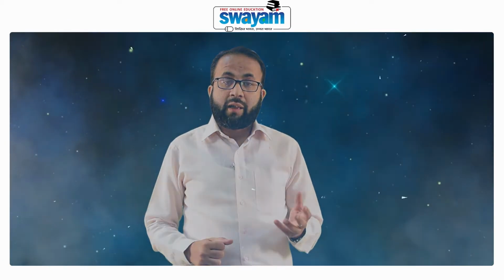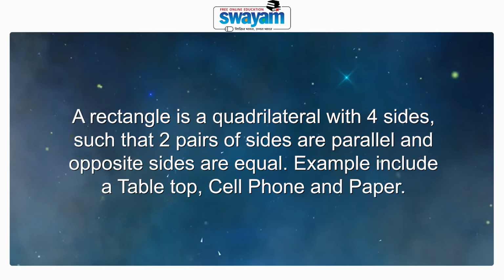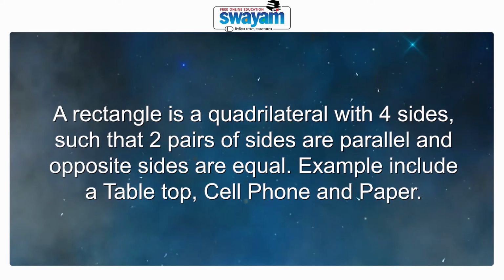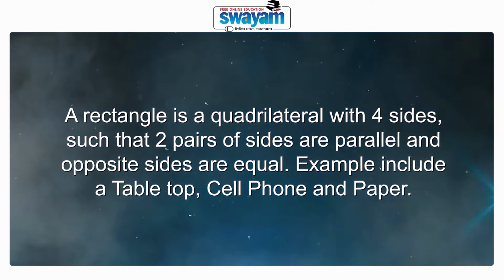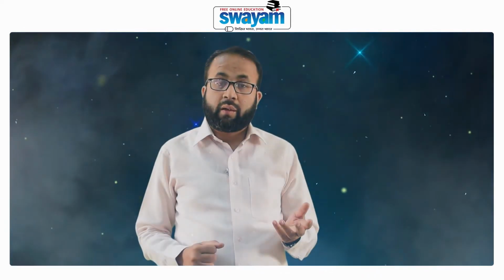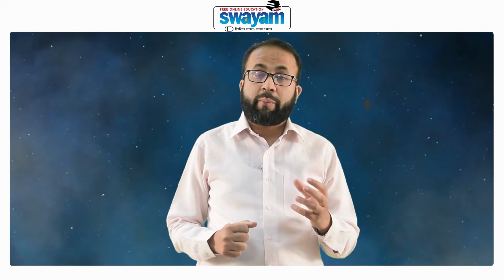Now, with these details, we are in a position to define the term rectangle. A rectangle is a quadrilateral with four sides, such that two pairs of sides are parallel and opposite sides are equal. Examples include a tabletop, a cell phone, or a paper. The concept definition map thus helps to retain knowledge for a longer period of time, and the student can frame their own definition of rectangle with different properties and different examples.